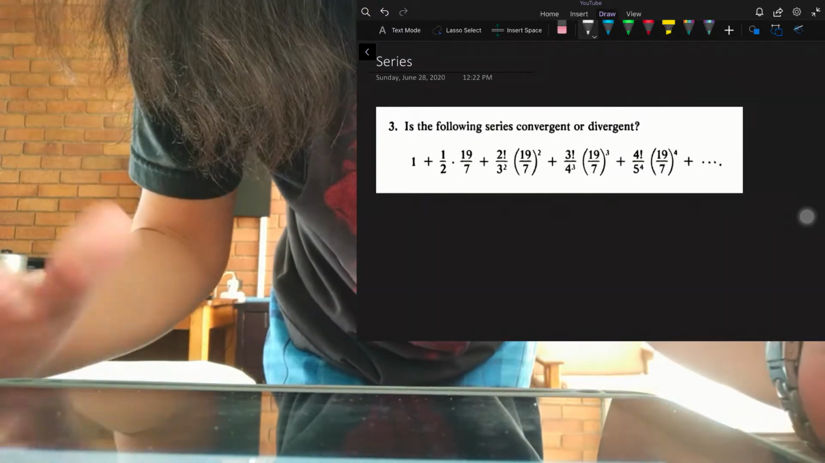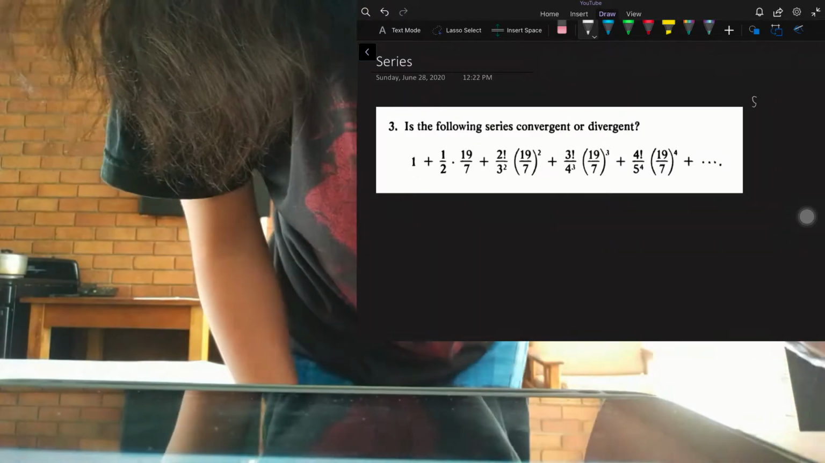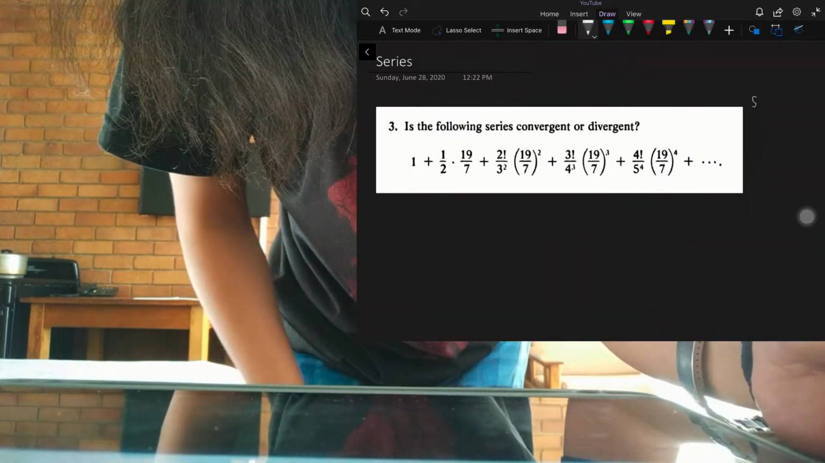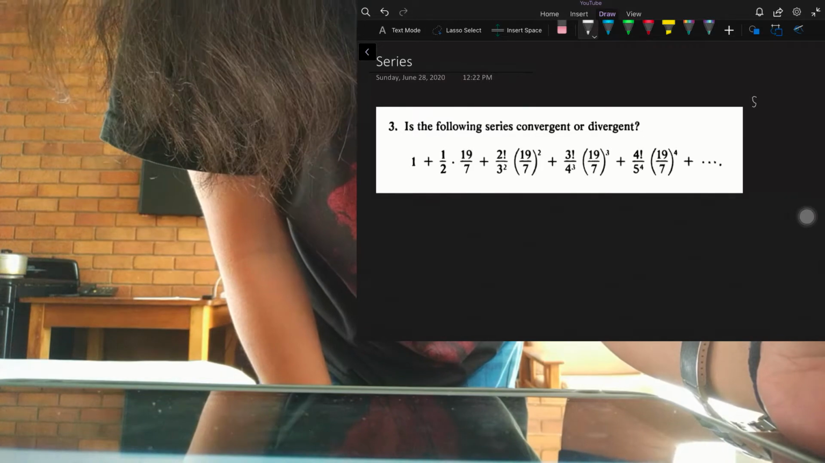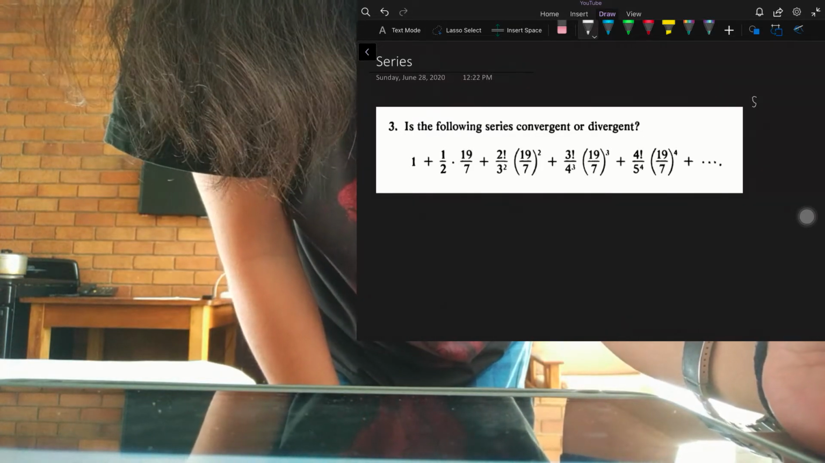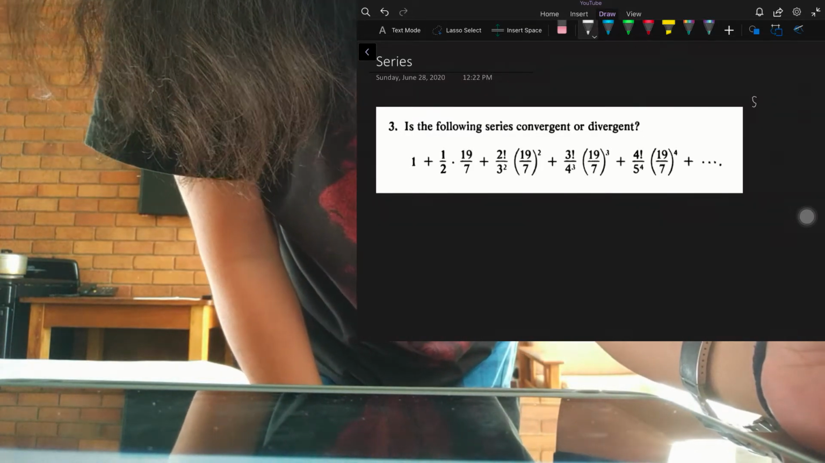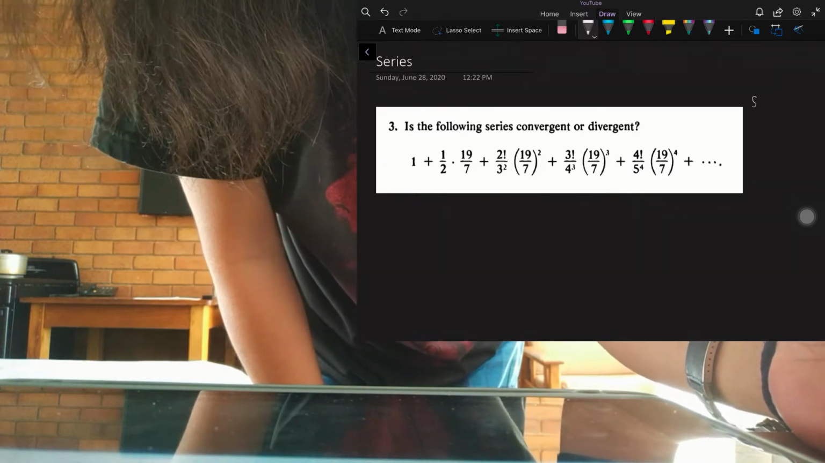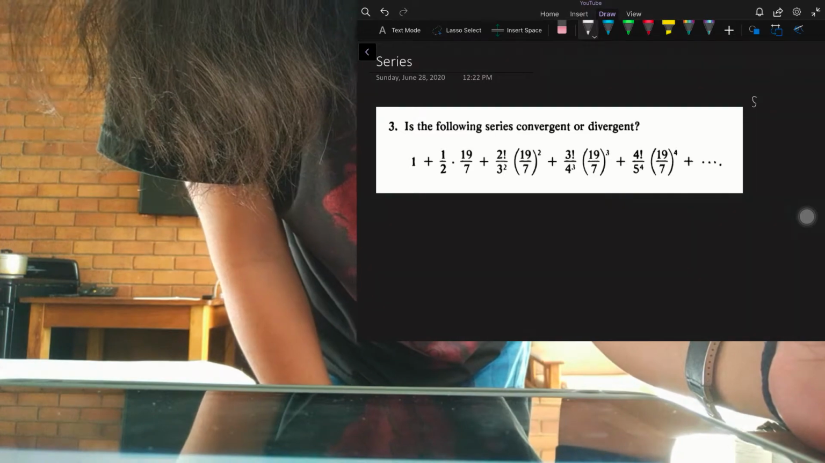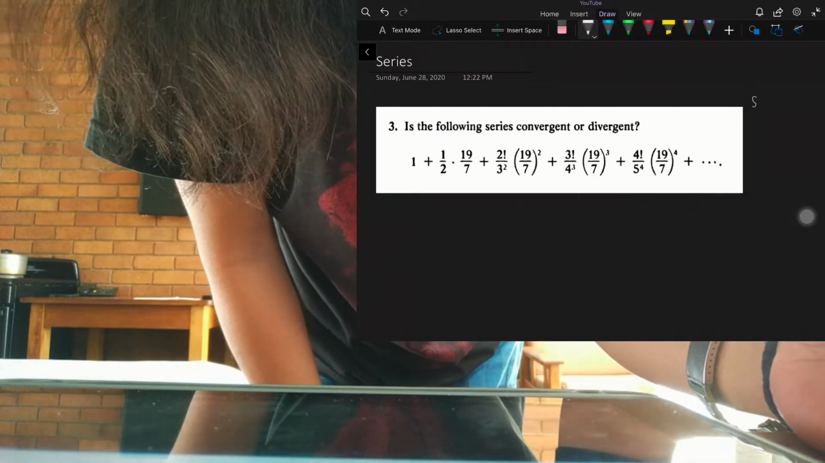Okay, so the problem reads, let's write our progress here. Is the following series convergent or divergent? So you have 1 plus 1 half times 19 over 7, plus 2 factorial over 3 squared, 19 over 7 squared, plus 3 factorial over 4 cubed, 19 over 7 cubed, plus 4 factorial over 5 to the 4th, 19 over 7 to the 4th, and so on.